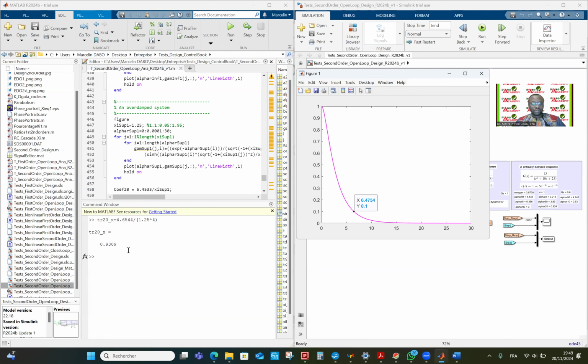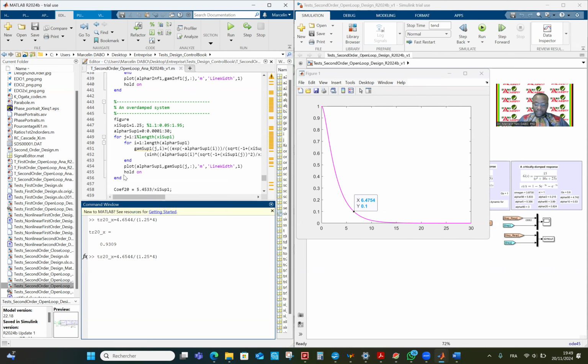Okay, so here the given time response is here. Let's say we have it at 10 something. Okay, this is 10%. So this 10%, we will be checking. The value that we have here is 6.4754, right? And then this is the time response that we are supposed to have.